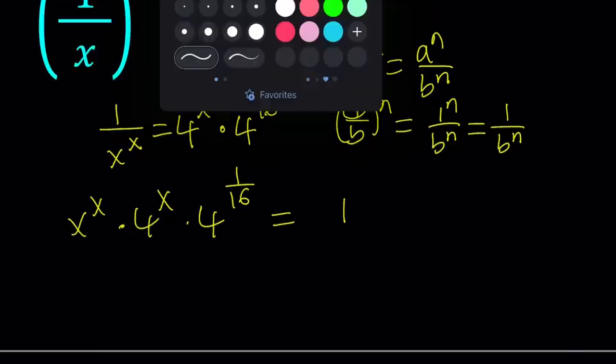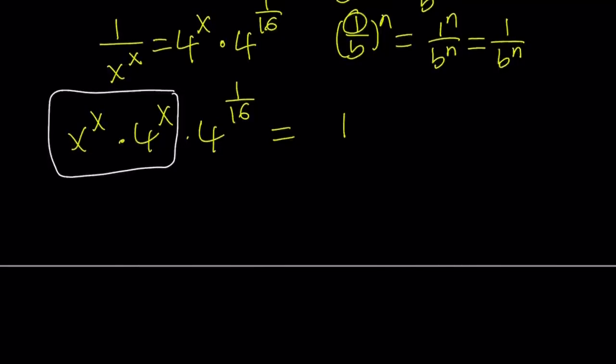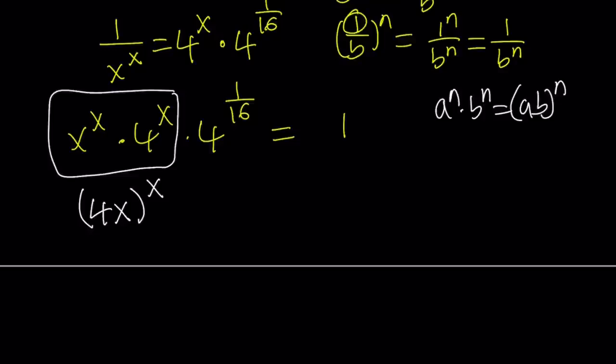Great. Now let's put together the two factors that have the same exponent. That kind of makes sense, right? These two terms are sharing the exponent, so we can put them together. It's like the formula a^n b^n, which we can write as (ab)^n. Make sense? So we can write this as (4x)^x. And what am I going to do with 4^(1/16)? Let's divide both sides by that, so I can write it as 1 over 4^(1/16). This puts the x's together as much as possible, and the number on the other side. It's something you would want to do.